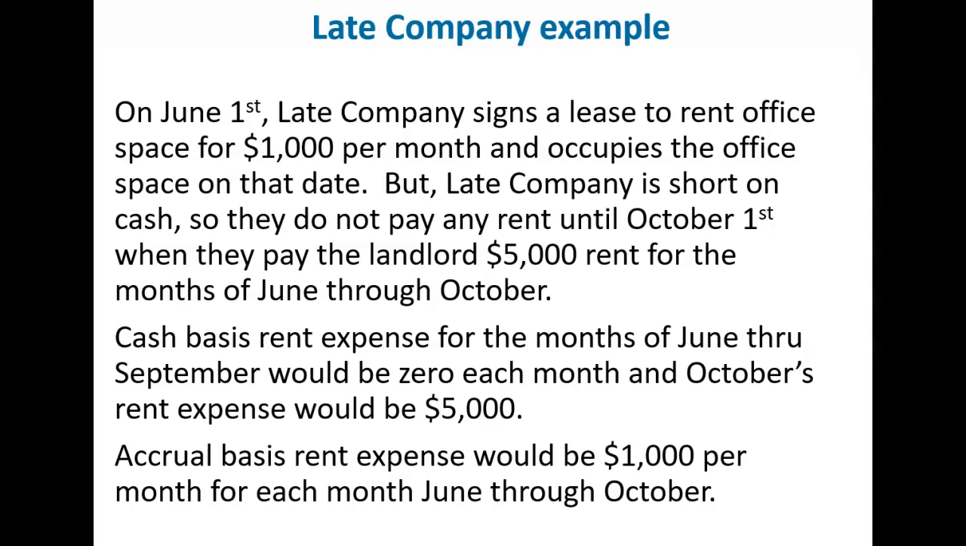Then, when the company paid the 5 months' worth of rent on October 1st, the company would debit rent expense for $1,000 for October's rent, debit rent payable for $4,000, and credit cash for $5,000. I think you can see from this example that the monthly accrual basis income statements show the correct amount of $1,000 of rent expense each month, and the monthly accrual basis balance sheets show that the company has a growing liability for unpaid rent.